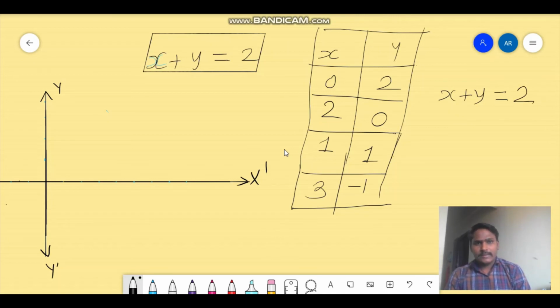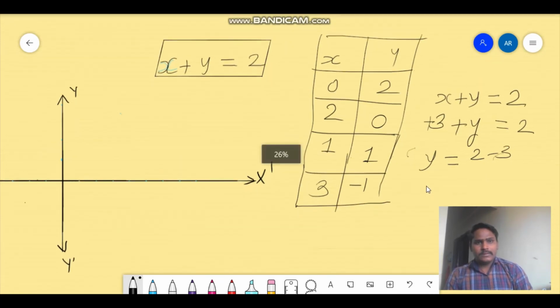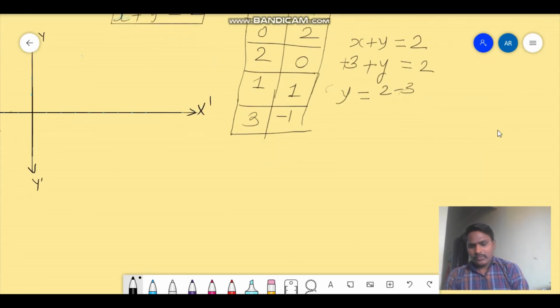Now I am putting x as 3, so 3 plus y is equal to 2. So this 3, which is plus here, if I take it to the right side, it will become y is equal to 2 minus 3. That means y is equal to minus 1. So in this way I have found all these values of x and y.